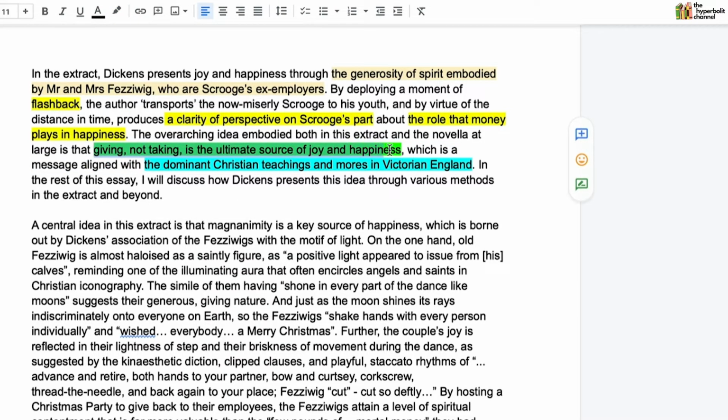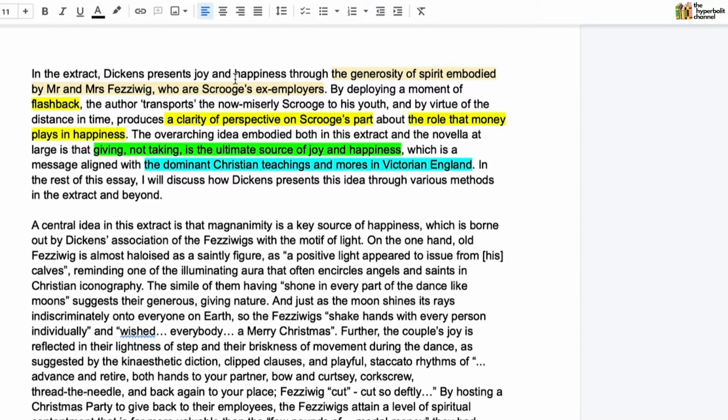Giving, not taking, is the ultimate source of joy and happiness is the main message about joy and happiness that Dickens wants to convey in this extract, according to the student. It's a student's interpretation, but what's important is that the student spells this out very clearly for the examiner to know, okay, this is going to be the main line of argument that she's going to be explaining and analysing and unpacking in the rest of this essay.